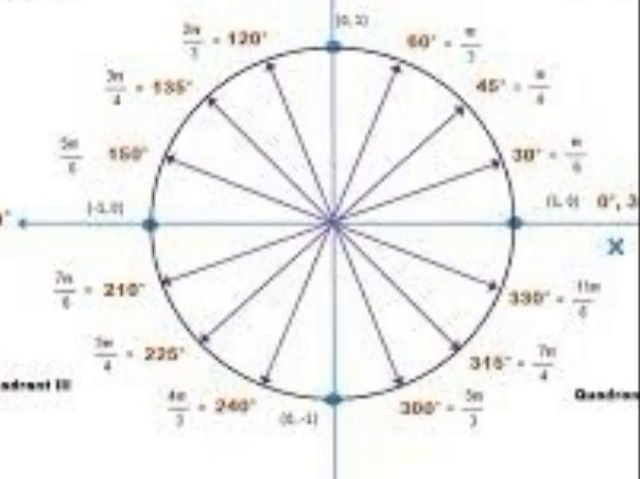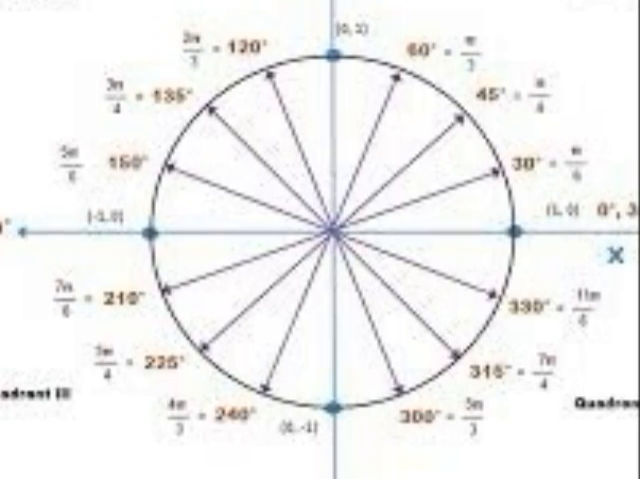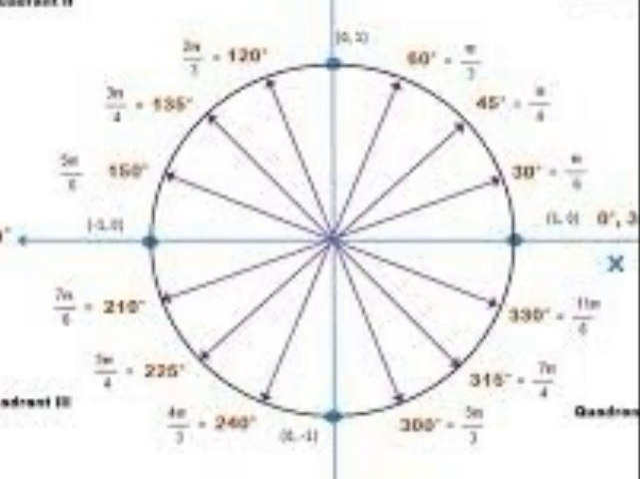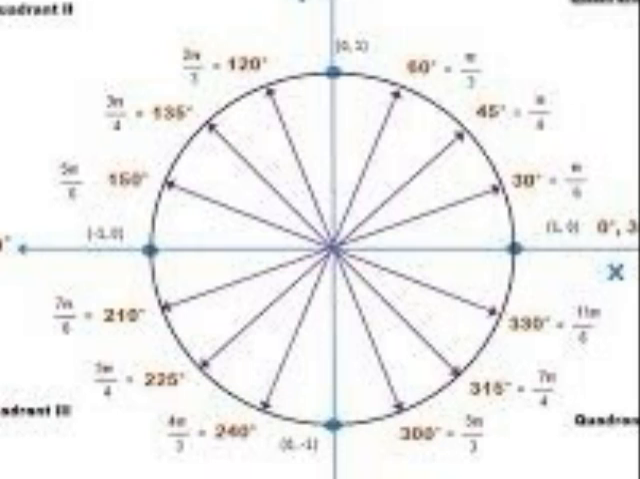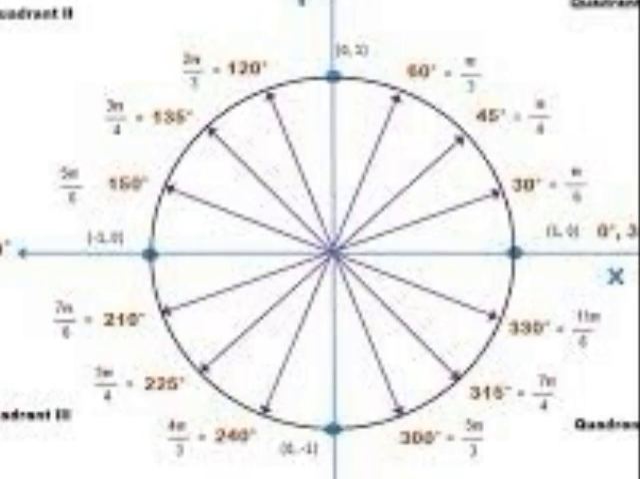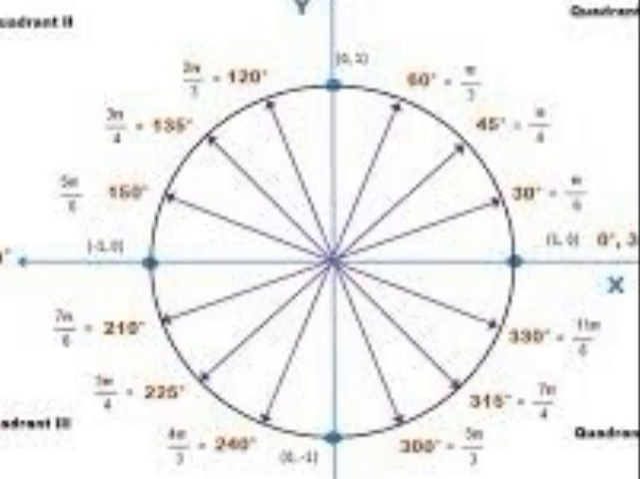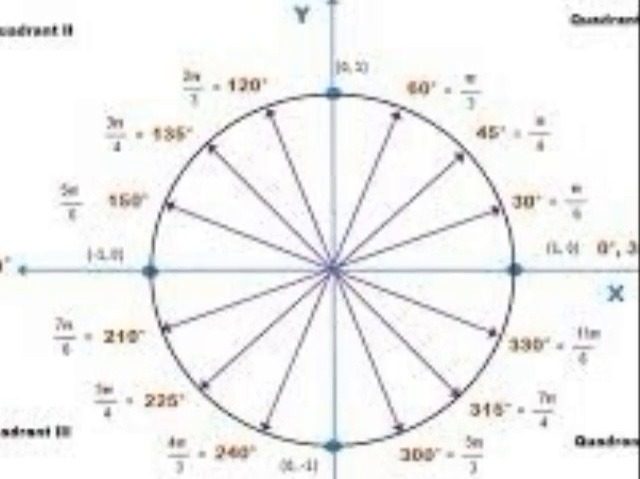Pi radians is equivalent to 180 degrees, and all other angles fall into place based on that fact. 90 degrees is half of 180, pi over 2. 360 degrees is 2 times 180, 2 times pi. We'll talk more about radians in the coming lessons, but for now, let's focus on degrees.